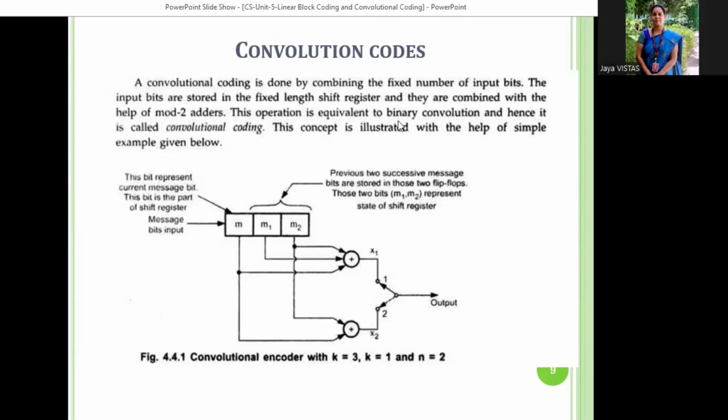So the input bits are stored in this fixed-length shift register and combined with the two modulo adders. This operation is equivalent to binary convolution, hence it is called convolutional coding. Here k represents the message bits: k is equal to 1 and n is equal to 2. Here there are 3 in m, m1 and m2, and two outputs X1 and X2, that is 2.